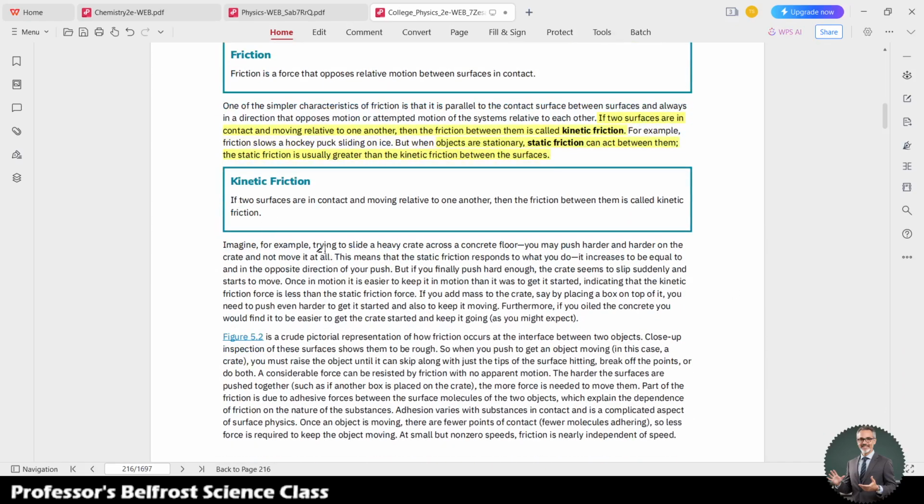So imagine trying to slide a heavy crate across a concrete floor. You may push harder and harder on the crate and not move it at all. This means that the static friction responds to what you do: it increases to be equal to, and in the opposite direction of, your push. If you finally push hard enough, the crate seems to slip suddenly and start to move. It means you no longer deal with the static friction force, you now only deal with the kinetic friction force, which is less than the static friction force.